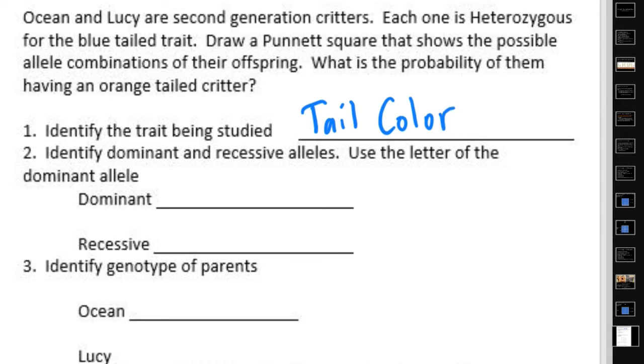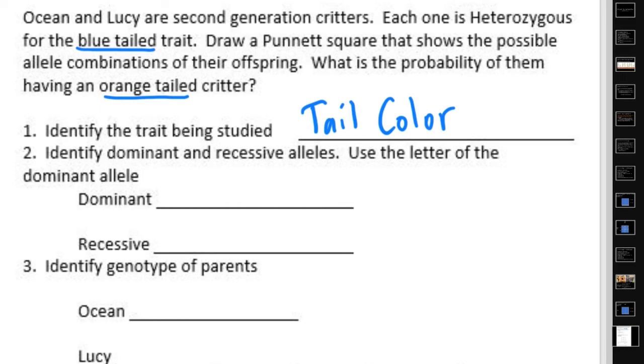The next thing that we need to do is identify the dominant and the recessive alleles. And it tells me that I should use the letter of the dominant allele. This one can be a little bit confusing because we need to go back and see what information is in the description. So we know that we're studying tail color, and we have a blue tail and an orange tail. So we know that those are the two different forms of the allele, blue and orange. Now we need to figure out which one's dominant, which one's recessive.